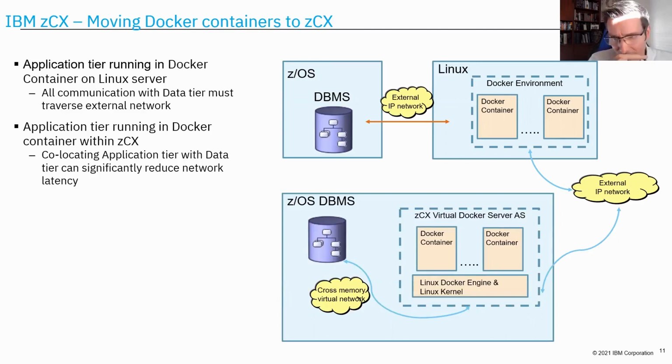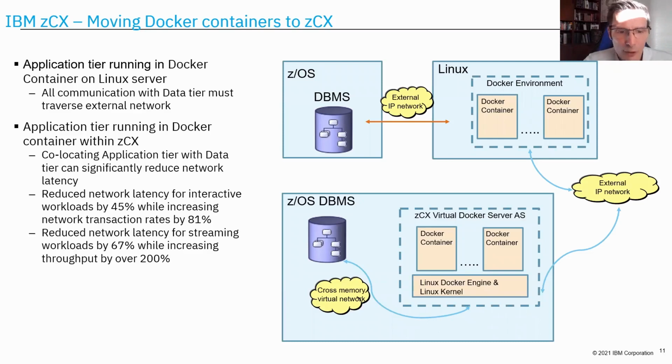as opposed to the bottom diagram. We have an external IP network communicating to ZCX. That is an external hop, but now the second hop is only a cross-memory virtual network. And so the latency on that second network hop is tremendously lower than what you would experience with the double network hop. So in our tests back at the shop, for interactive workloads, the network latency was reduced by up to 45% and increased the network transaction rates by 81%. But for streaming workloads, it was even better, 67%, and increasing throughput by over 200%.